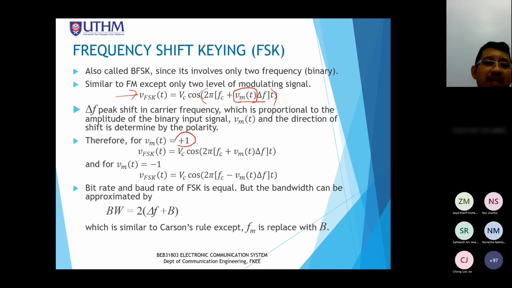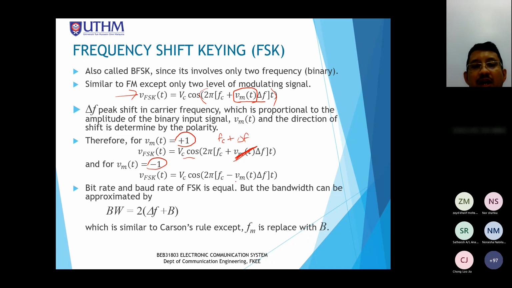Okay, if VMT is logic 0, it will be represented as minus 1 volt. So you see that if the input is logic 1, the equation is VC cos 2 pi FC plus delta F. So no need to write VMT here. So this is FC plus delta F.